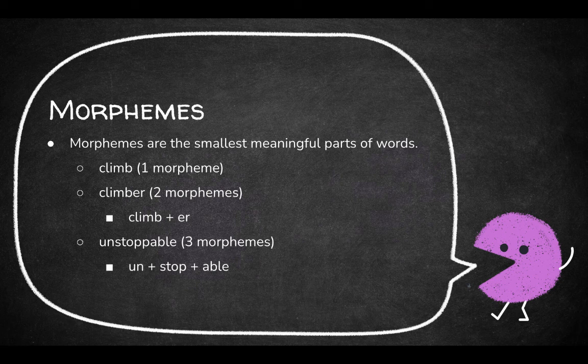Another example is the word unstoppable. This word has three morphemes, un, stop, and able. And so we can use the meanings of each of these morphemes to understand the meaning of the word, which means unable to stop.